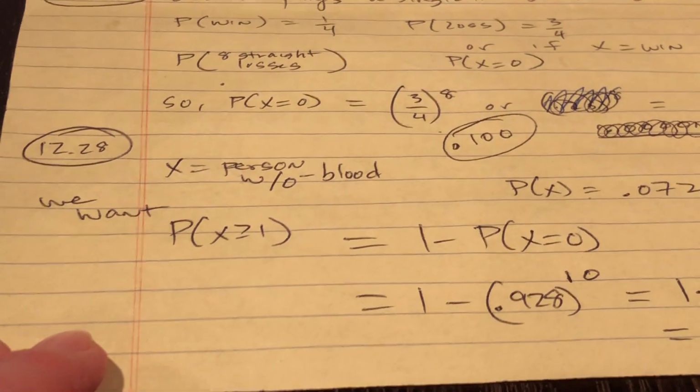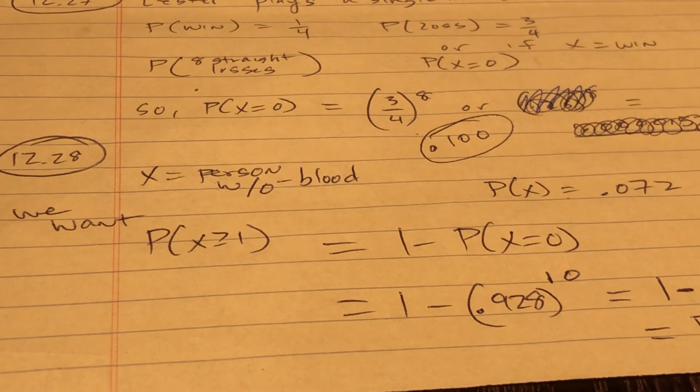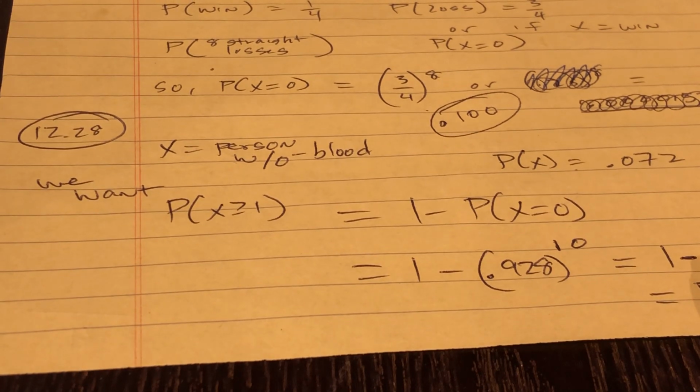All right, so 1228, universal blood donors. People with O negative blood are universal donors. That is, any patient can receive your blood. It also makes you tastier to mosquitoes, because my wife has that blood. She gets bit constantly. So, blessing and a curse there. Only 7.2% of all Americans have O negative blood. If 10 people appear at random to give blood, what is the probability at least one of them can give blood? So X is a person with O negative blood.